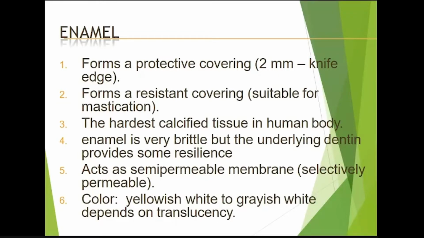We said it is the hardest tissue in the human body. Enamel is very brittle, but the underlying dentin provides some resilience. Acts as a semi-permeable membrane, selectively permeable. Its color is yellowish white to grayish white, depending on the translucency. Of course it is translucent, but the dentin below the enamel is yellow, so it gives this yellowish white to the enamel.